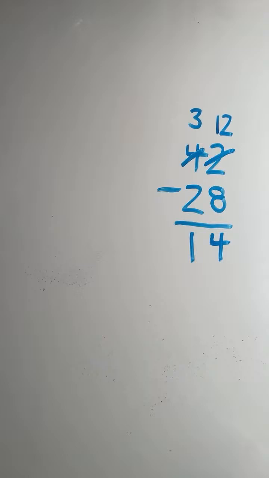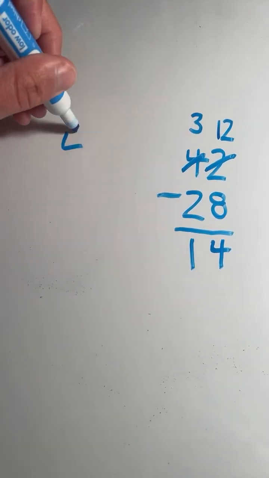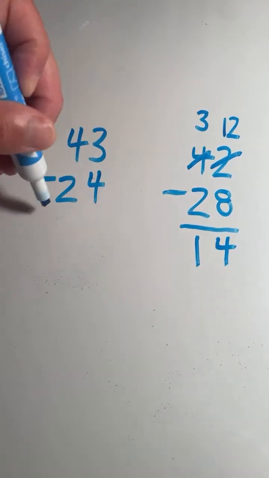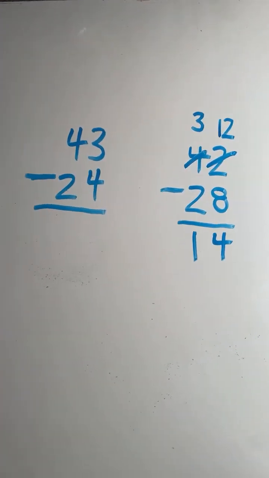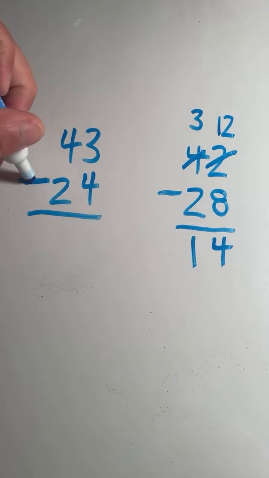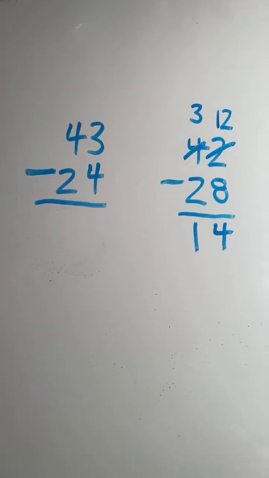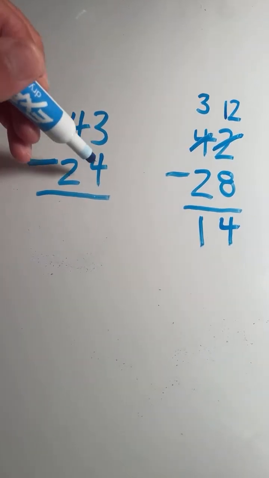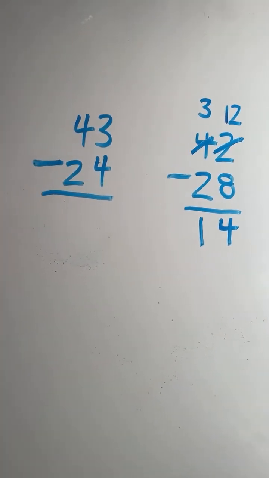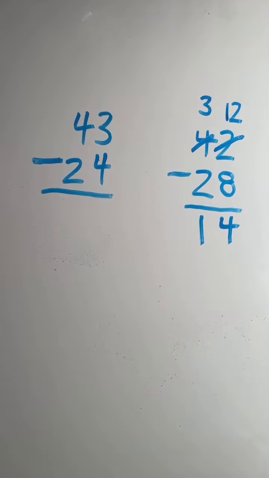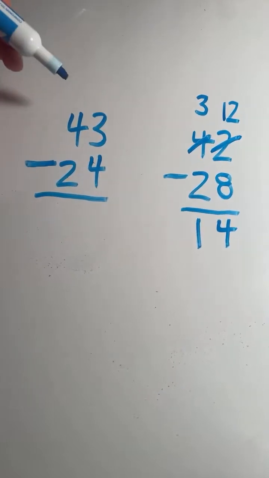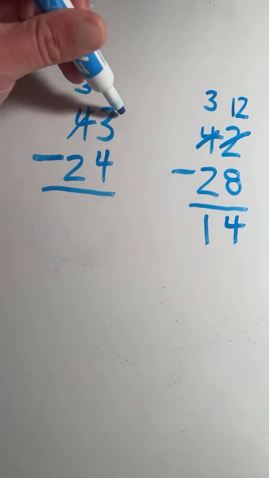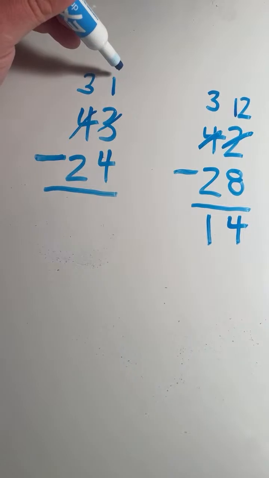All right, next example. 43 minus 24. So we always check if regrouping is needed before we do any subtraction. So now we're looking. 4 is bigger than 2. 3 is not bigger than 4. The bottom digit's bigger in the ones place. So we will need to regroup. So we got to take a 10 from the tens place and add a 10 to the ones place. So the 4 will become a 3. The 3, we're going to add 10 to it. It's going to become a 13.